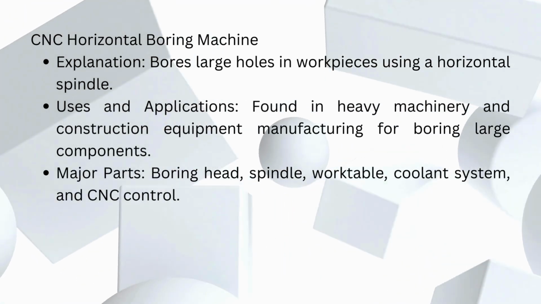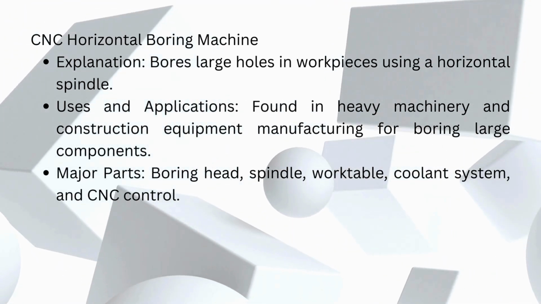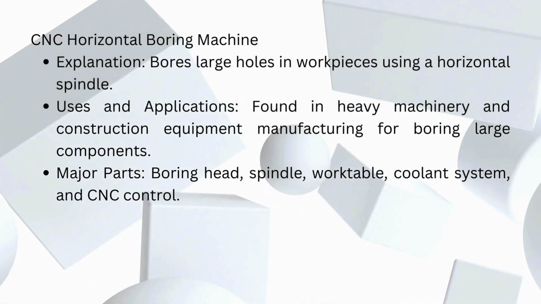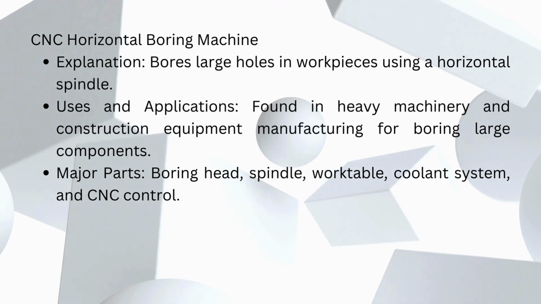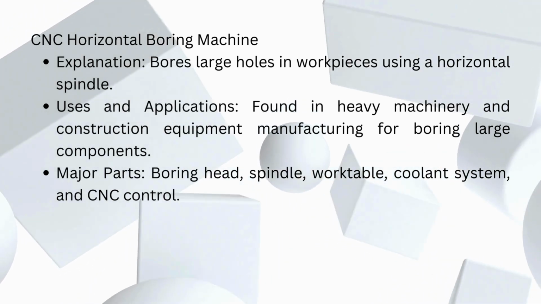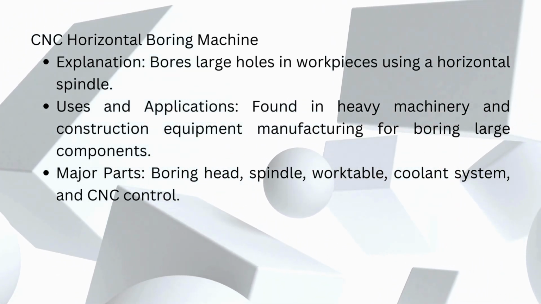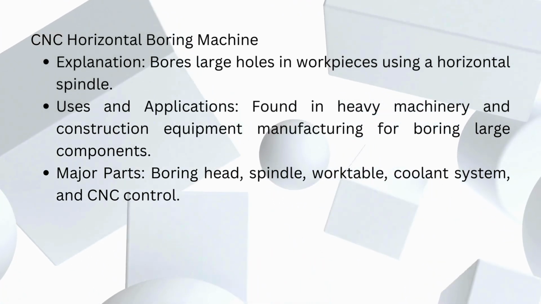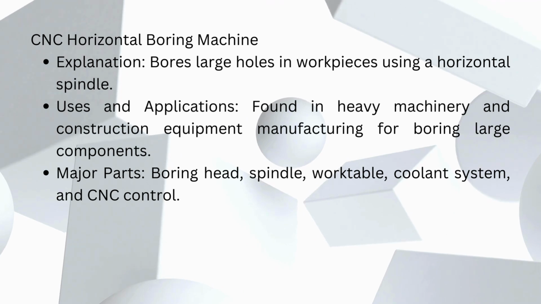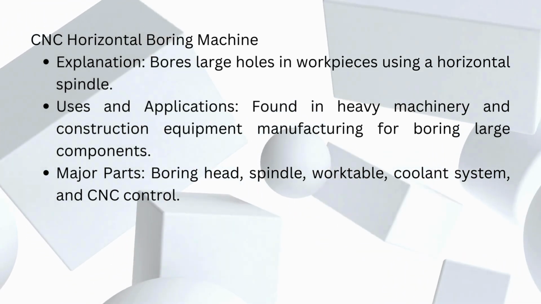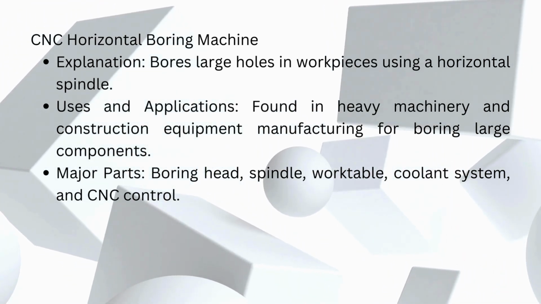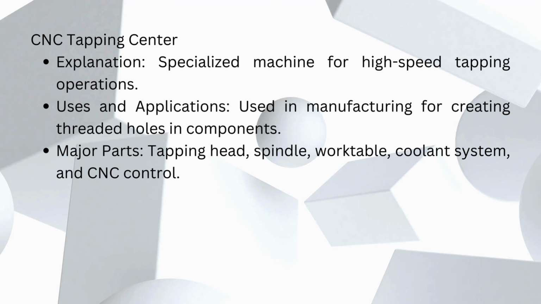CNC horizontal boring machine. Explanation: bores large holes in workpieces using a horizontal spindle. Uses and applications: found in heavy machinery and construction equipment manufacturing for boring large components. Major parts: boring head, spindle, work table, coolant system, and CNC control.